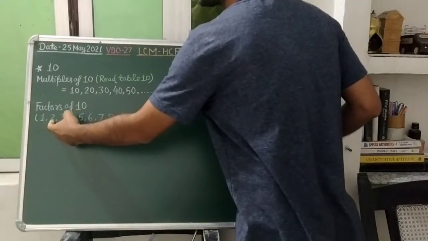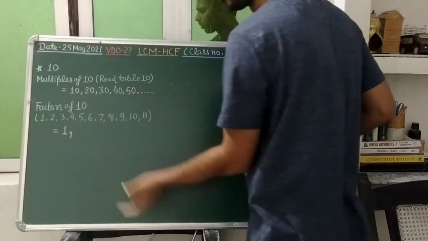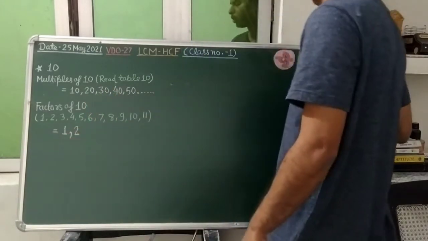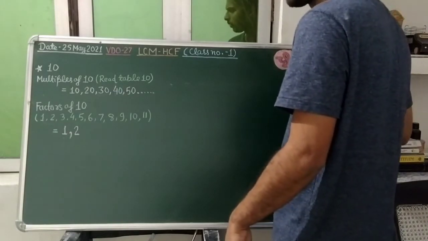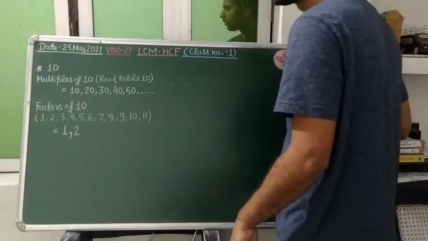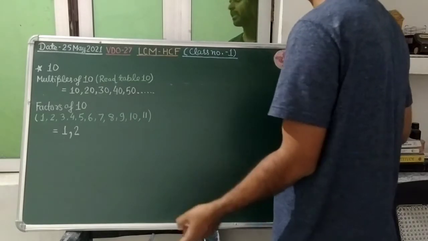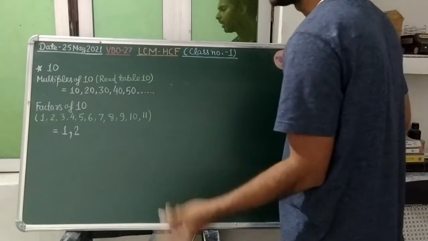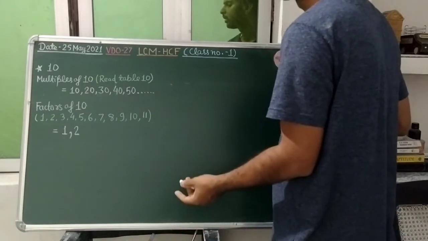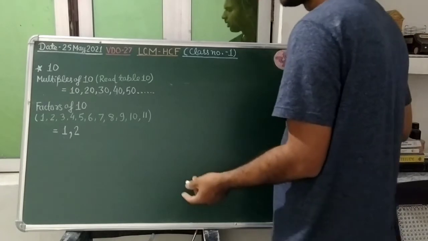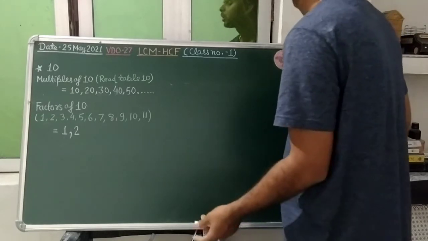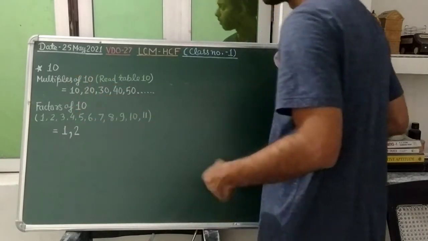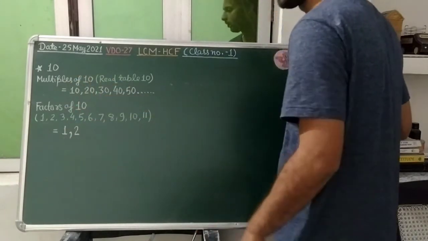Next, 2. 2 is dividing 10. Of course 2 5s are 10. So 2 will be a factor. Is 3 going to divide this 10? No. 3 2s are 6, 3 3s are 9, 3 4s are 12. So 12 is beyond 10 and 10 is not coming in the table of 3. So 3 will not be a factor of 10, since 3 does not divide 10 completely.